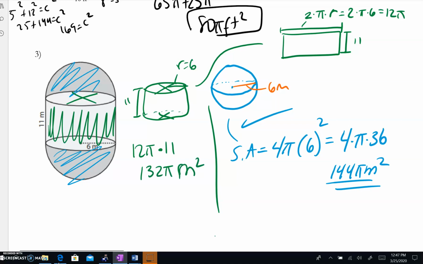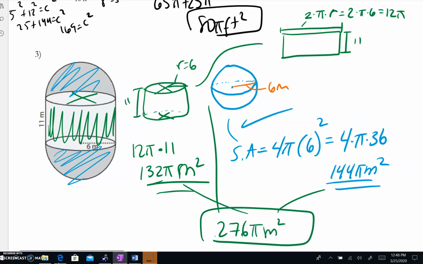meters squared. And when you add the two together, that's going to be our total surface area. So 132 plus 144 is 276 pi meters squared. Notice, just like up above, both of these are in terms of pi. So please, please, please leave your work in terms of pi as you get answers throughout the problem, because it's a lot easier than rounding.